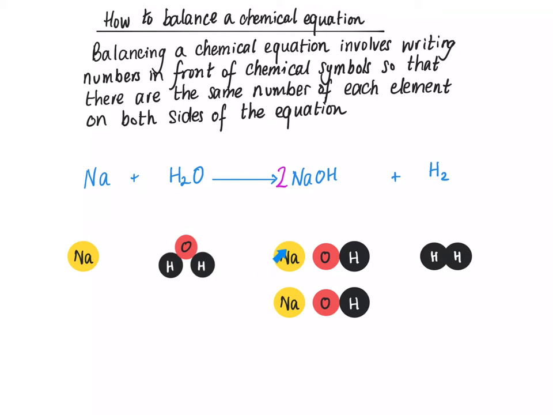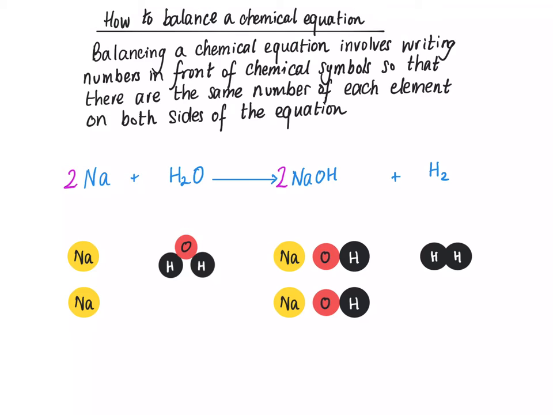Because we now have 2 sodiums on this side, we need to make sure there are 2 sodiums on this side, and we do that by writing a 2 before the sodium. If we check our sodiums, we now have 2 sodiums on this side of the equation and 2 sodiums on this side, so the sodiums are balanced.